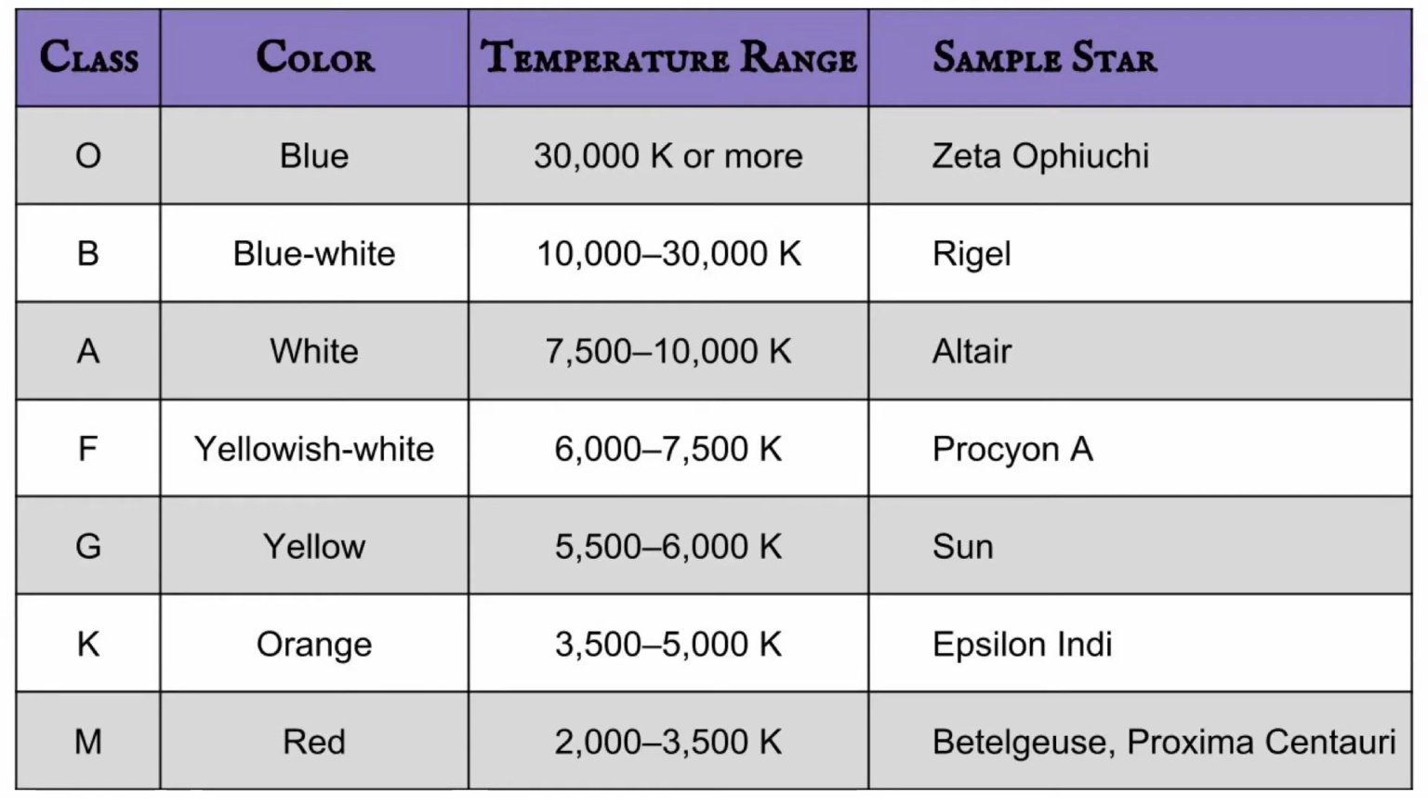But what I would like you to know is that a blue star is hotter than a yellow star. A yellow star is hotter than a red star, and kind of all of those in between. So again, I'd like you to know that blue is the hottest, and then as we work our way down, that red would be the coolest. Other than that, I want you to be able to use a data table like this to answer some potential questions, either about the class letters or temperatures, or maybe even some of these example stars.